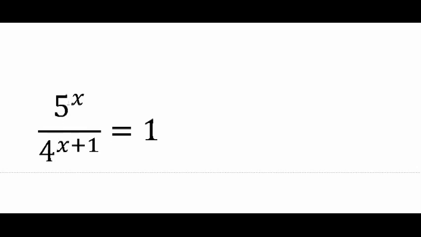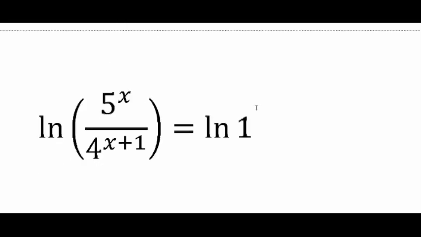and get this: 5 to the x over 4 to the x plus 1 is equal to 1. Now, take the logarithm of both sides, and we get this. The logarithm of that division is equal to the logarithm of 1. And so you should think two things now. You think, well, how am I going to evaluate this? And there's a law of logarithms for that, we'll do that in 2 more steps.